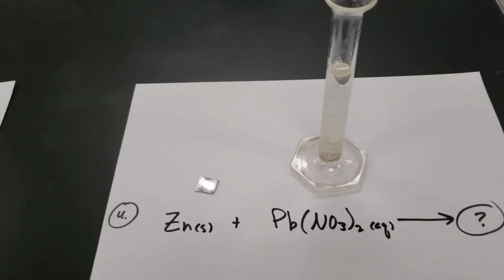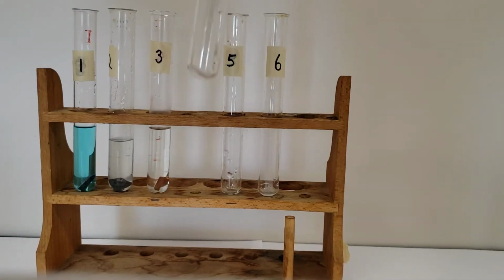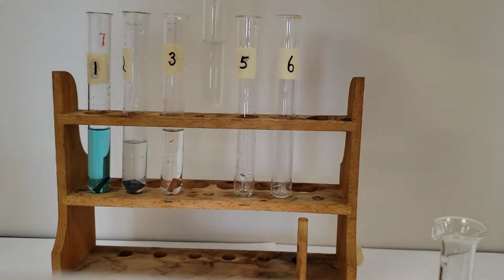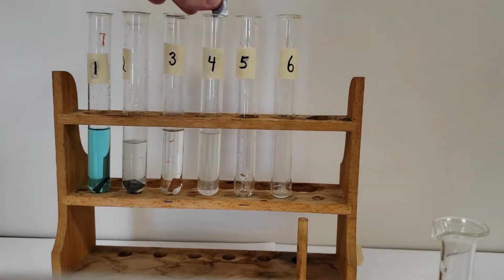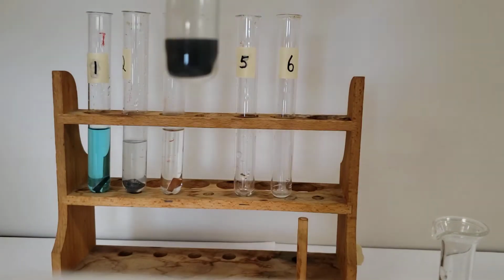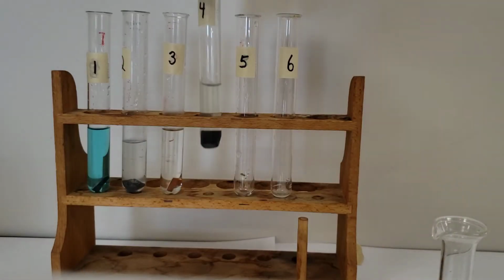Reaction number 4, we have solid zinc here, and we're adding it to lead nitrate in aqueous solution. All right, so we'll add the solution here, and we'll put the zinc in there. There we go, so you can see it a little bit better. So is that the same color it was originally? Okay. So we'll let that sit a bit too and come back to it.